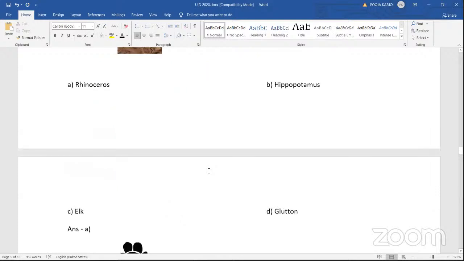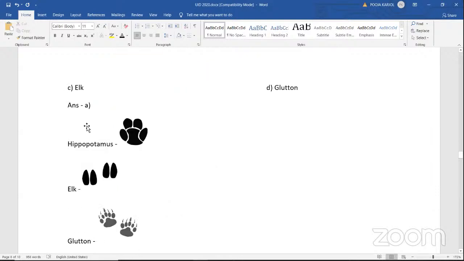We'll see the other ones. Hippopotamus has divisions on its finger digits. Elk is very distinct, I think. Only two prints. And this is the glutton. It's a typical wolf's, this one, usually. Okay.